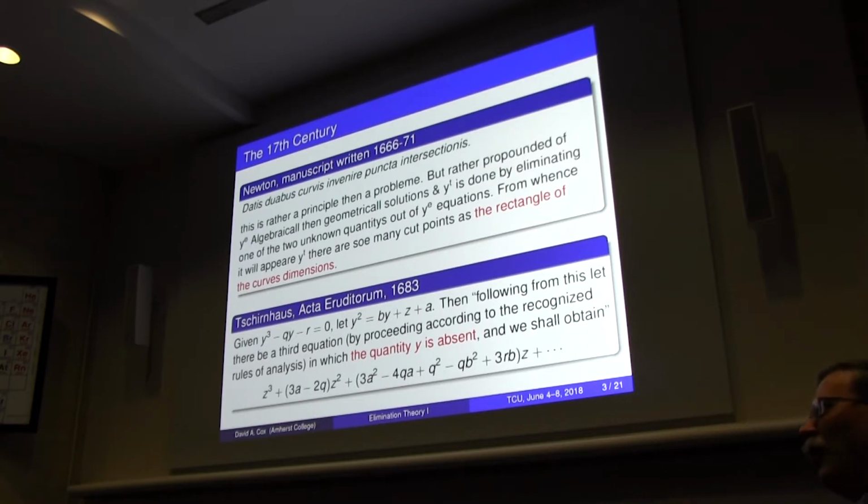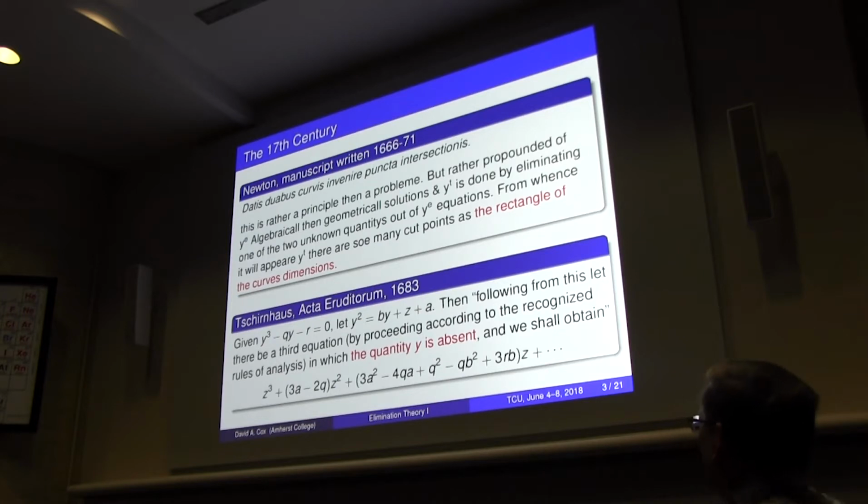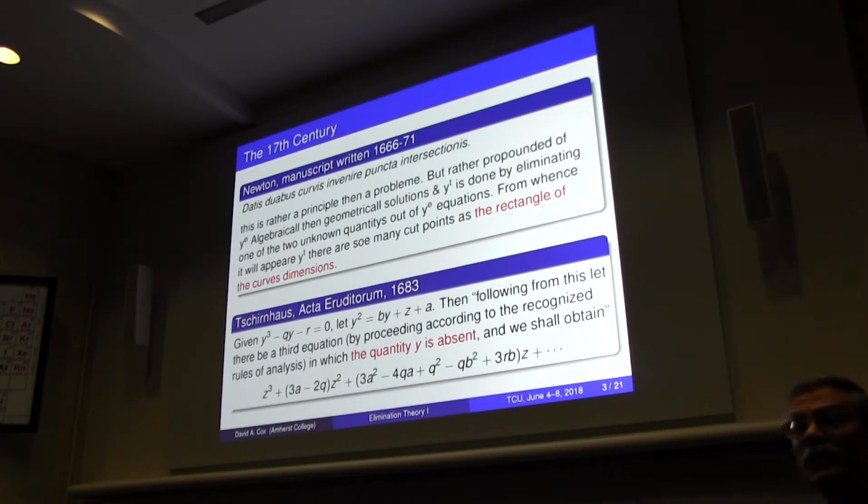That was really their goal: to find something that worked for not just cubics, but quartics and so on. What he does is this substitution. z is a new variable, and it's related to the previous variable y by a quadratic transformation, where a and b at this point are unknown coefficients. So the idea is that we're going to make clever choices of a and b to do things.